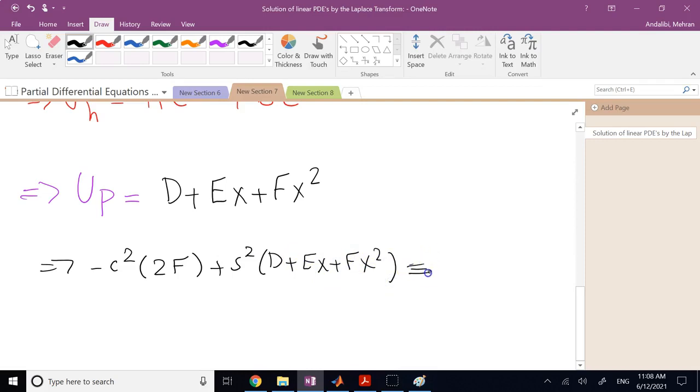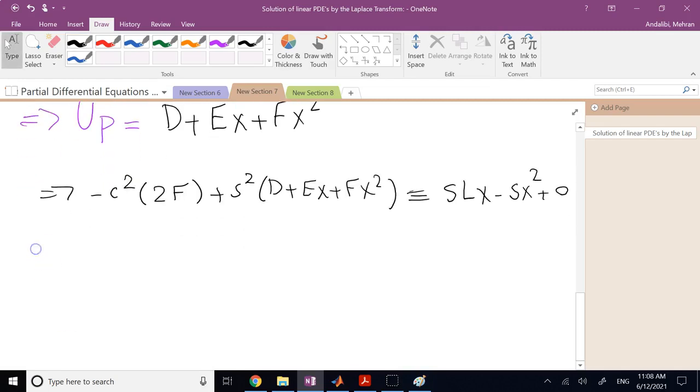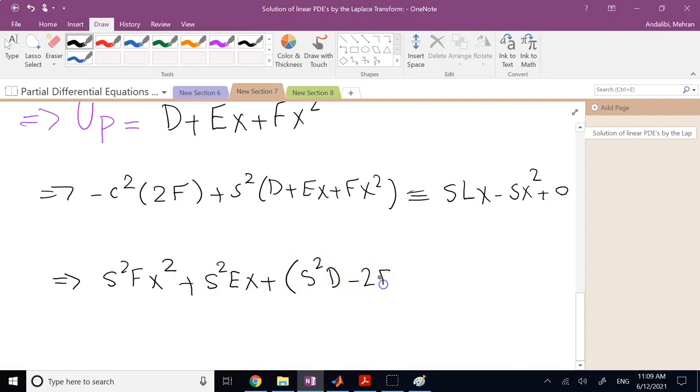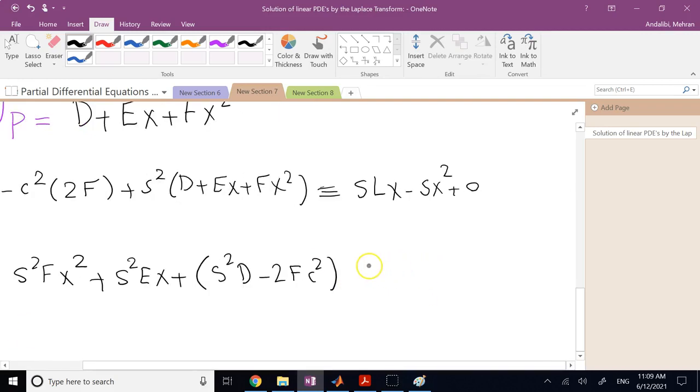This should be equivalent to what? S L X minus S X squared, and plus zero constant, of course. And so now, if you rearrange the left-hand side, it has the X squared term in it. Let me rearrange it and write it properly. So it is going to be s squared f times x squared, and the linear term is going to be plus s squared e times x, and my constant term is going to be s squared d minus 2f c squared. This should be equivalent to, as I said, negative s x squared plus s l x plus zero constant.